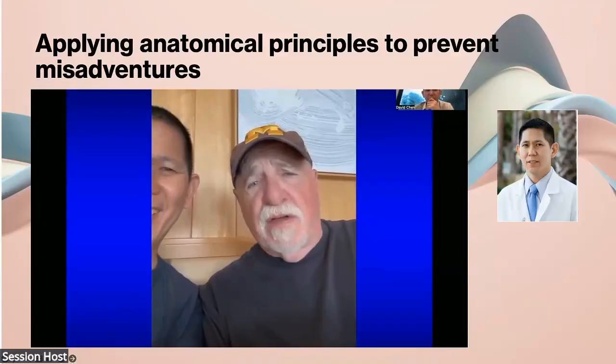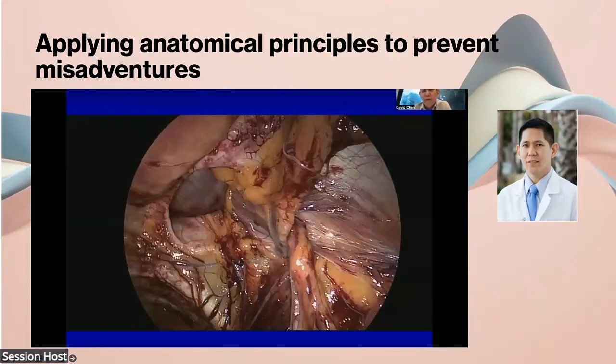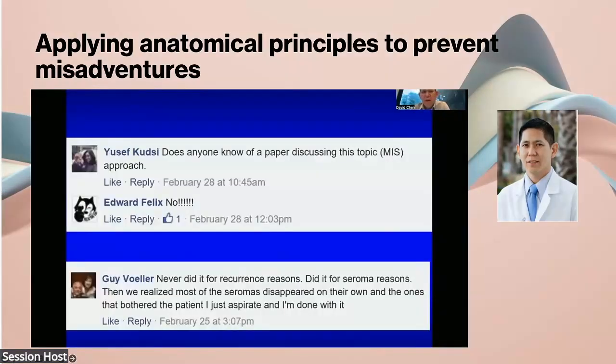Here you go, David. Thanks so much, Ed. I'm happy to talk about this. So this is not a new topic. When IHE first started, Yusuf Kudzi posted this direct defect, any benefits, and showed great robotic videos of closure. And so when we have big M2, M3 defects and L2, L3 defects, sometimes it's tempting to say we can close that. However, this was the answer, and Ed Felix made it very clear.